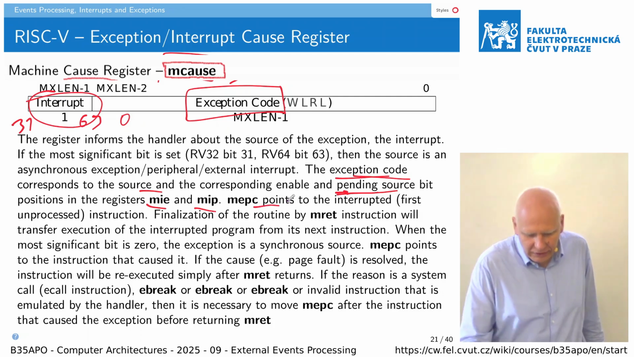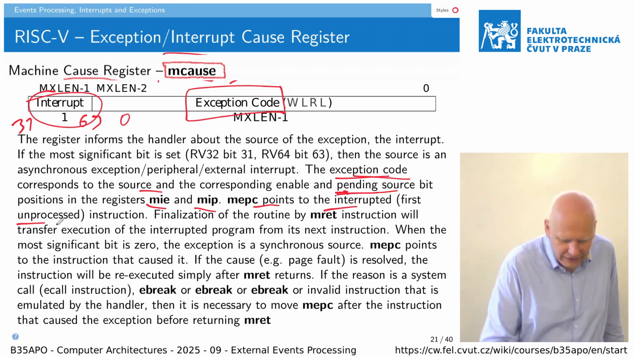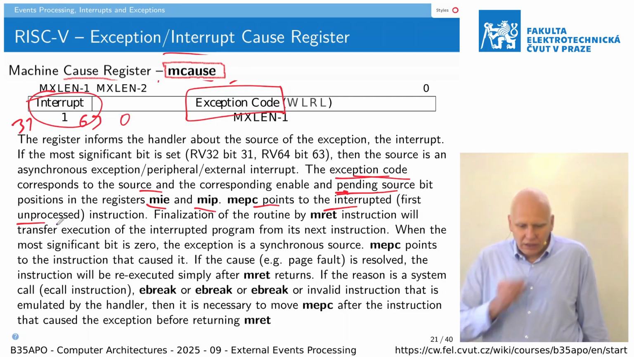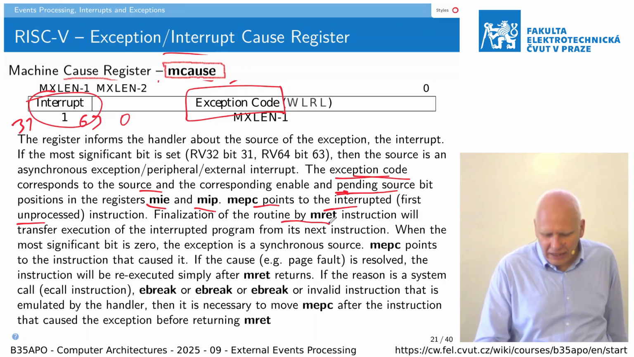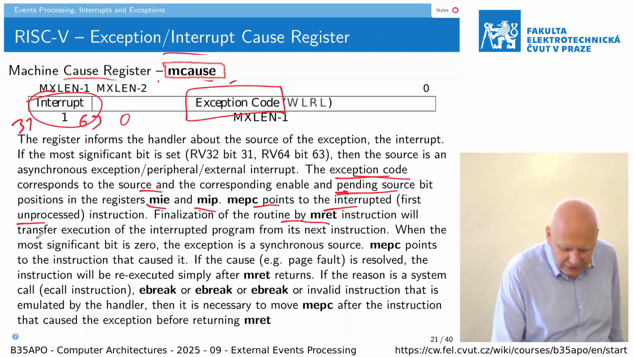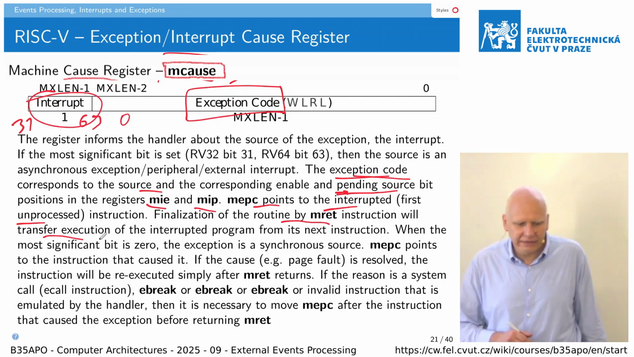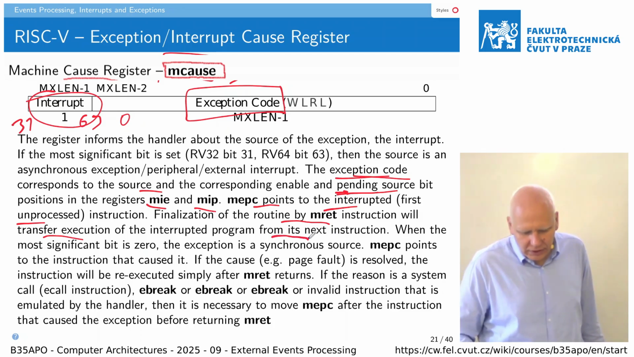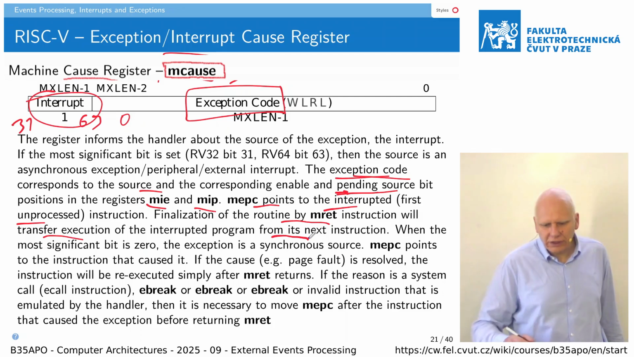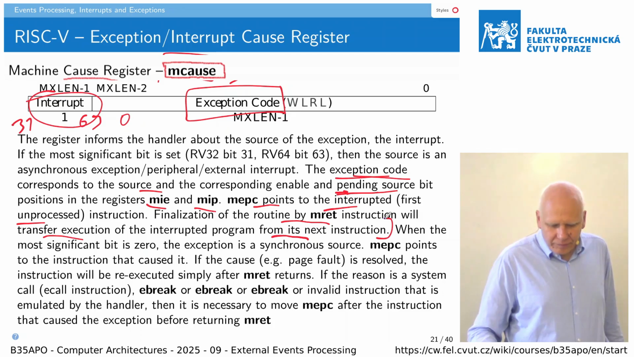MEPC, exception PC, when we accept the exception, points to the interrupted, the first unprocessed instruction. The finalization routine should be ended by the mret instruction, and it will transfer to that address which has been stored in the MEPC. So basically, it allows to continue execution of the interrupted code sequence.